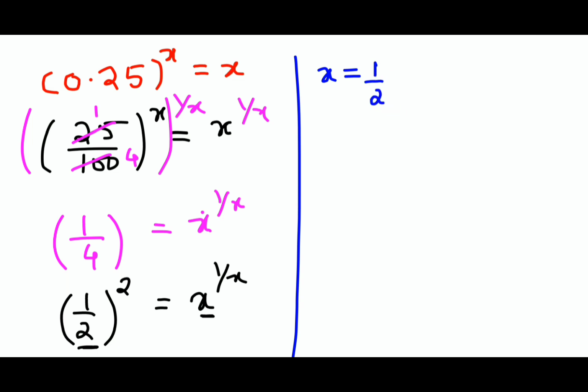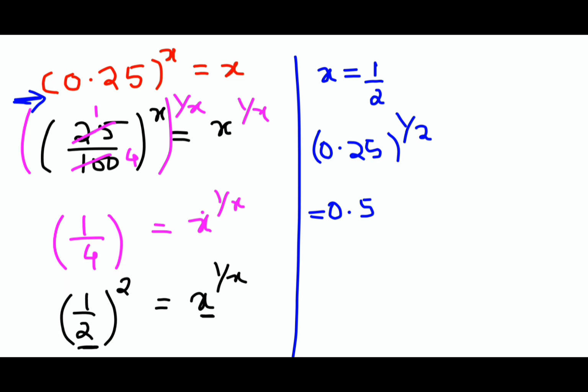Okay, so now let's try to put this over here. So I will say 0.25 raised to half means basically taking the square root of 0.25, that is nothing but 0.5. Square root of 0.25 is 0.5.